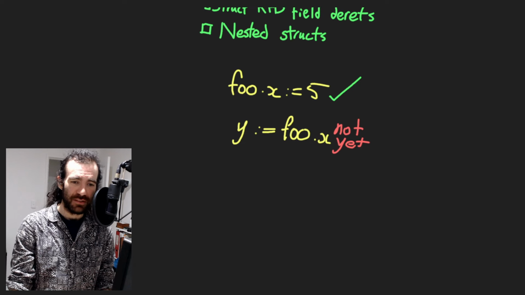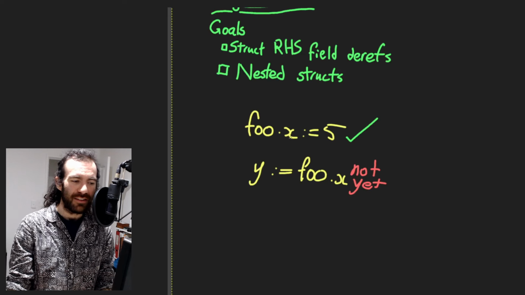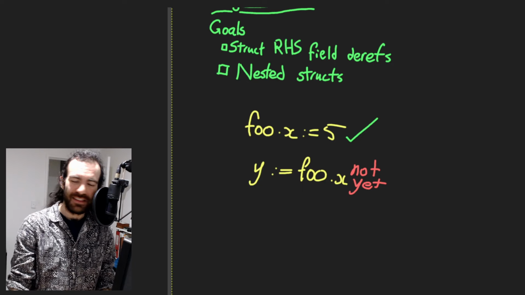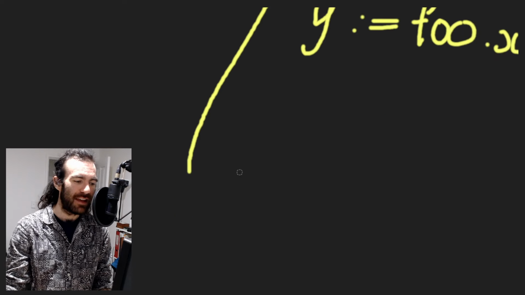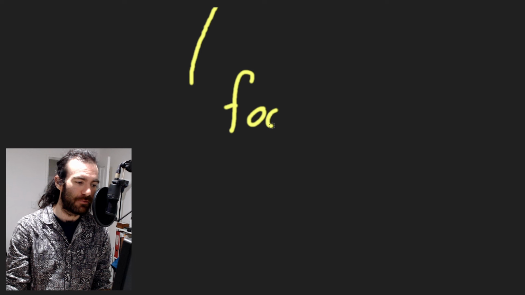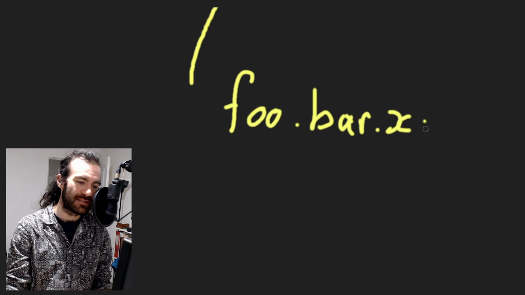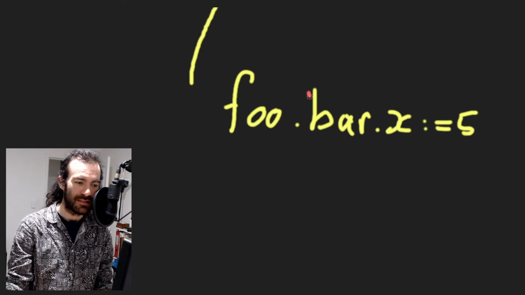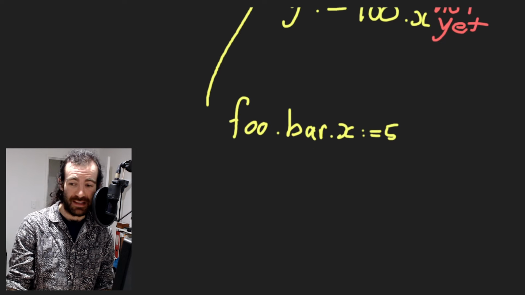Now, the observation I made. When I say that I've done this, there is a caveat. The caveat is that I have not done foo.bar.x equals 5. Right? The middle step is illegal. We're not doing that yet.